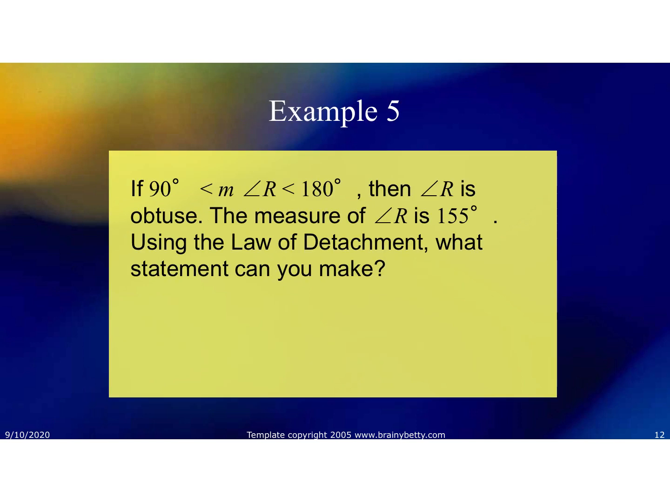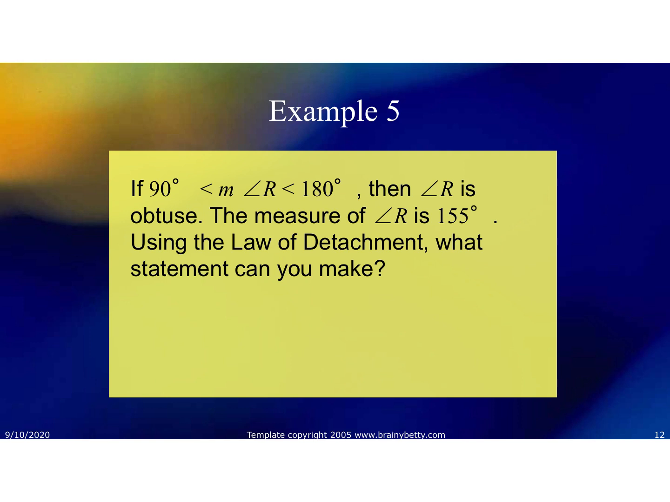All right, so let's look at example number 5. It says, if 90 degrees is less than the measure of angle R, which is less than 180 degrees, then angle R is obtuse. The measure of angle R is 155 degrees. Use the law of detachment. What statement can you make?